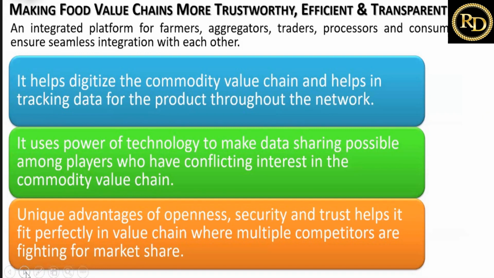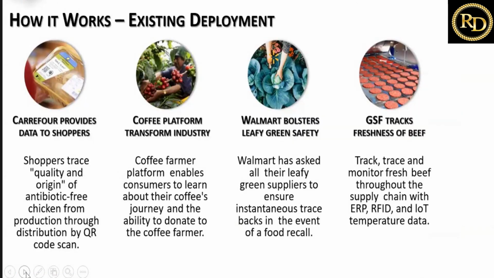So how do we make the food value chain more trustworthy, efficient and transparent? Again, as I said, by having all the different stakeholders as part of the blockchain network, because it digitizes the commodity value chain and helps in tracking data for the product throughout the network. So you know exactly the origin and the end usage of that specific product. These are some examples of existing deployments and how it is working.